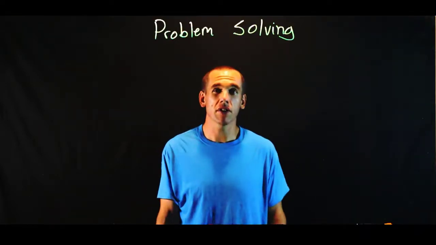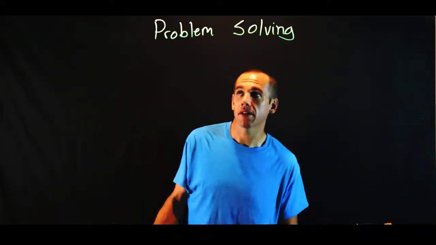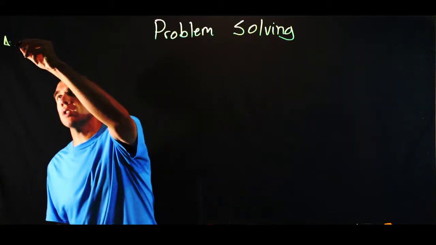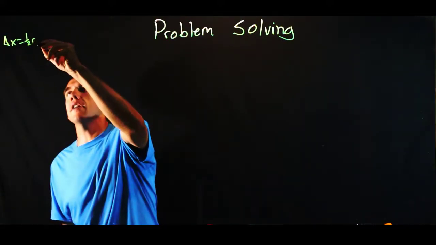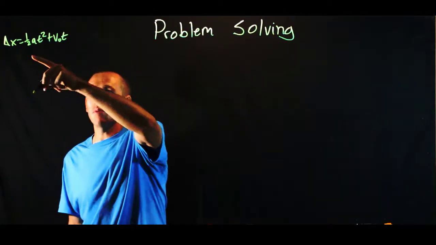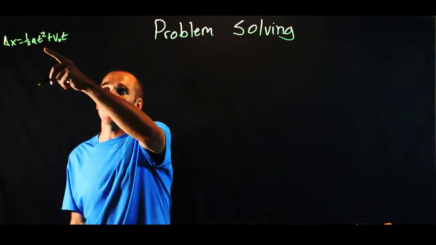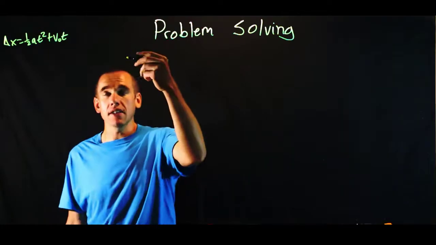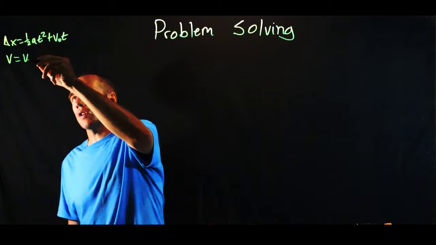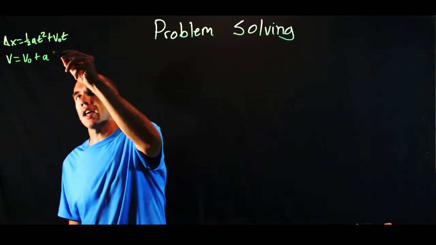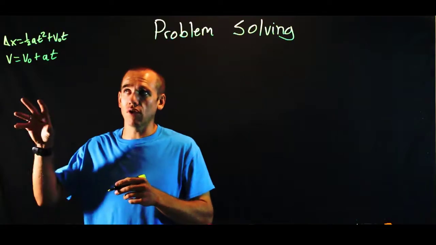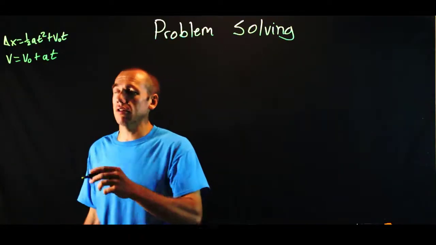In this lesson, we're going to take a look at how to solve a kinematics problem. Now, we have our kinematic equations. Change in position equals 1/2 at squared plus v naught t. And remember, we can write that as x equals 1/2 at squared plus v naught t plus x naught. We have final velocity equals initial velocity plus acceleration times time, which is really just the definition of acceleration, right? Change in velocity divided by time equals acceleration.